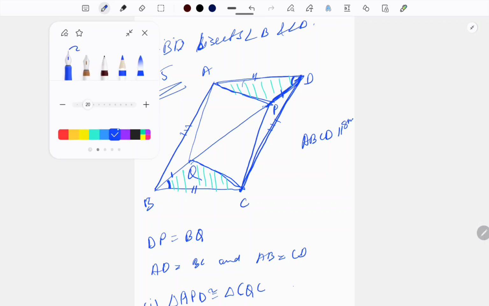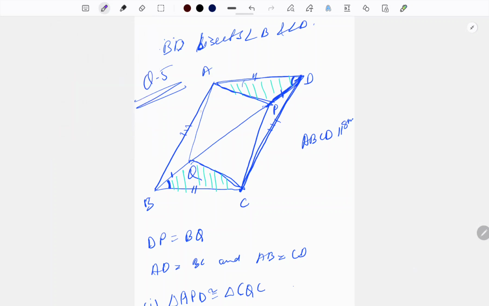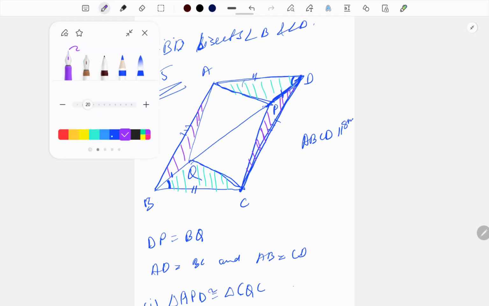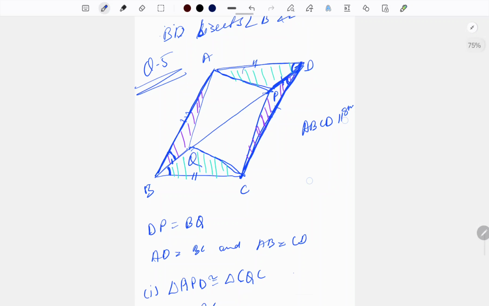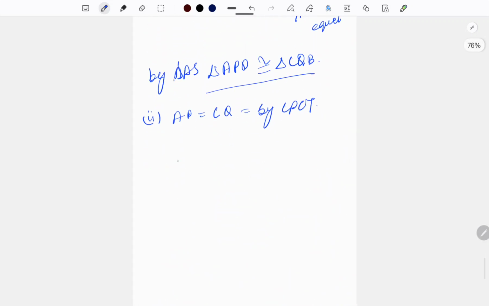Now let me mark this for you, it will be visible. AQB is this triangle and CPD is this triangle. Now these two highlighted triangles we have to prove as congruent. Very simple. Again, these are opposite sides, so they will be equal. Already it is given, and again no doubt this angle will be equal to this angle. Okay, now we can write it.